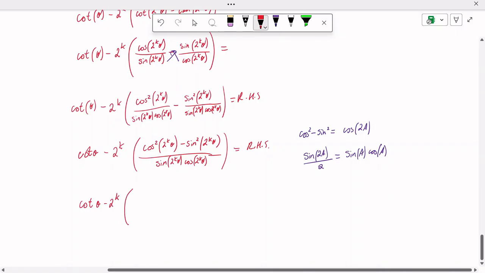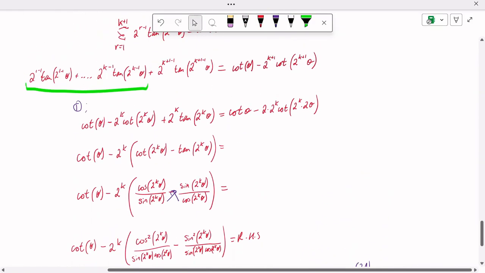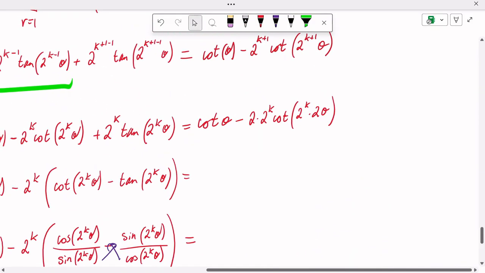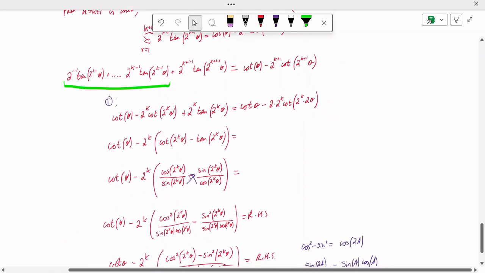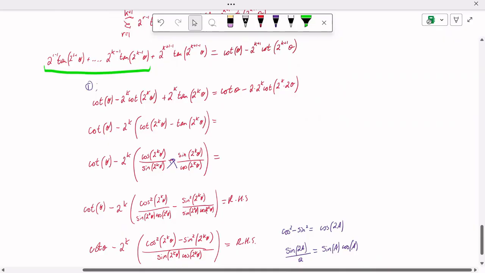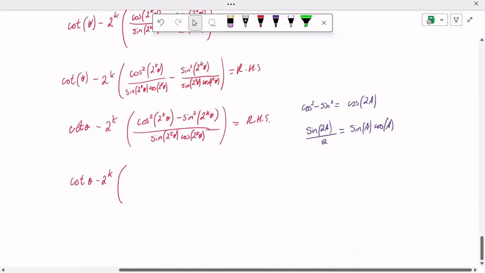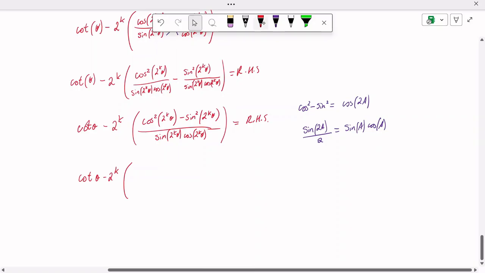Now why is this handy? This is going to put some double angles in, and I note that my right hand side has a bit of a double angle going on. So this is a bit of a hint here. Now definitely you could have worked on the right hand side and gone the other way. You would have gotten the right hand side to look like the left hand side.